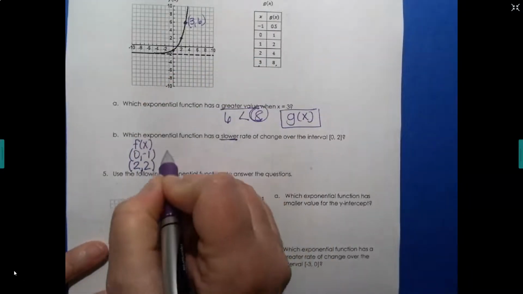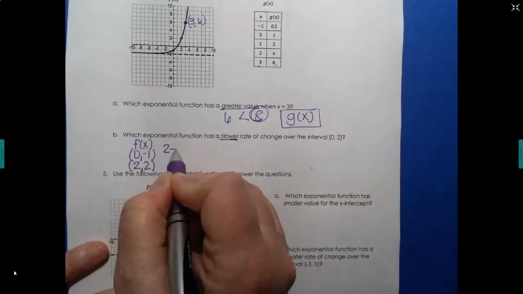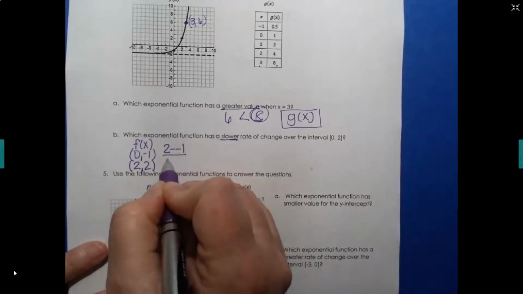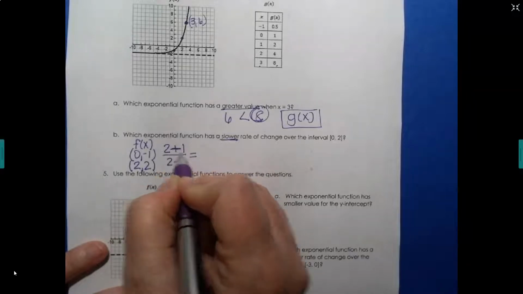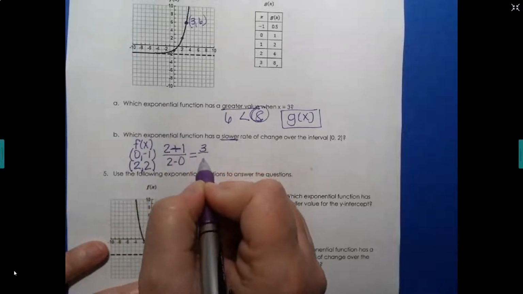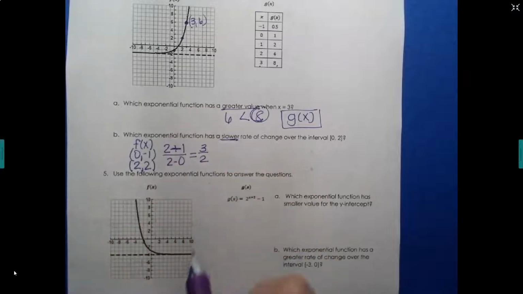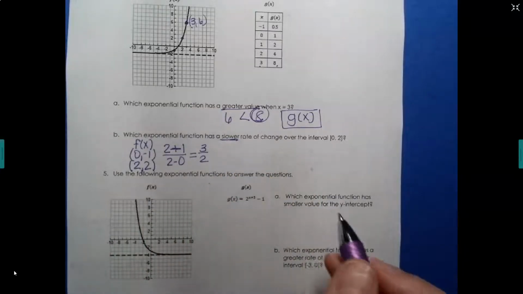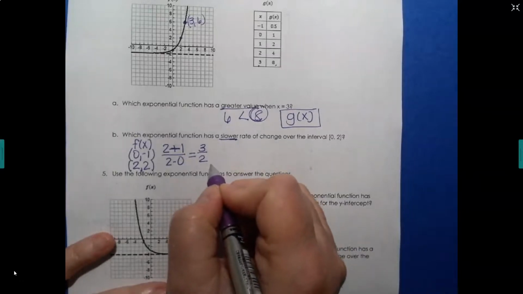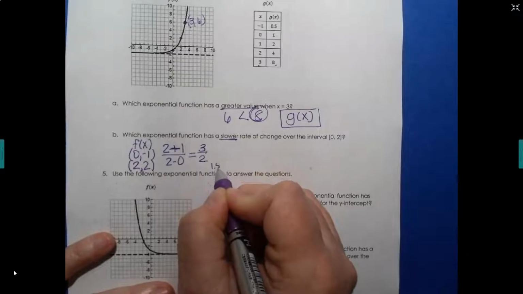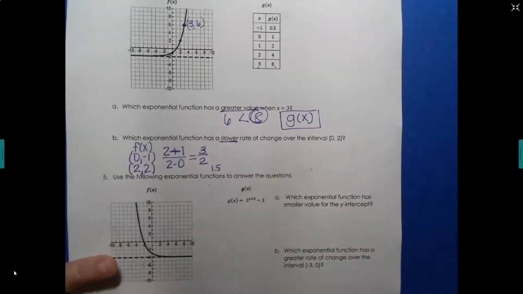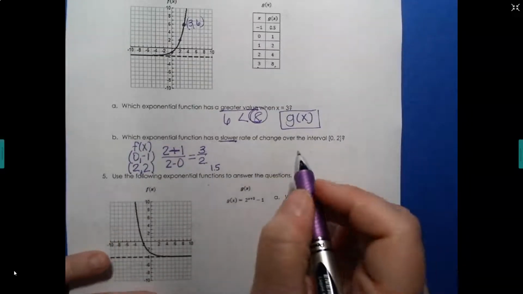So we're going to do y2 minus y1 over x2 minus x1. So we got 2 plus 1, which is 3, and 2 minus 0 is 2. So this answer is 3 over 2. It might help you to think about this when we're coming into fractions. If you do 3 divided by 2, you get 1.5. So I've got a rate of change of 1.5. It kind of helps me get a number.